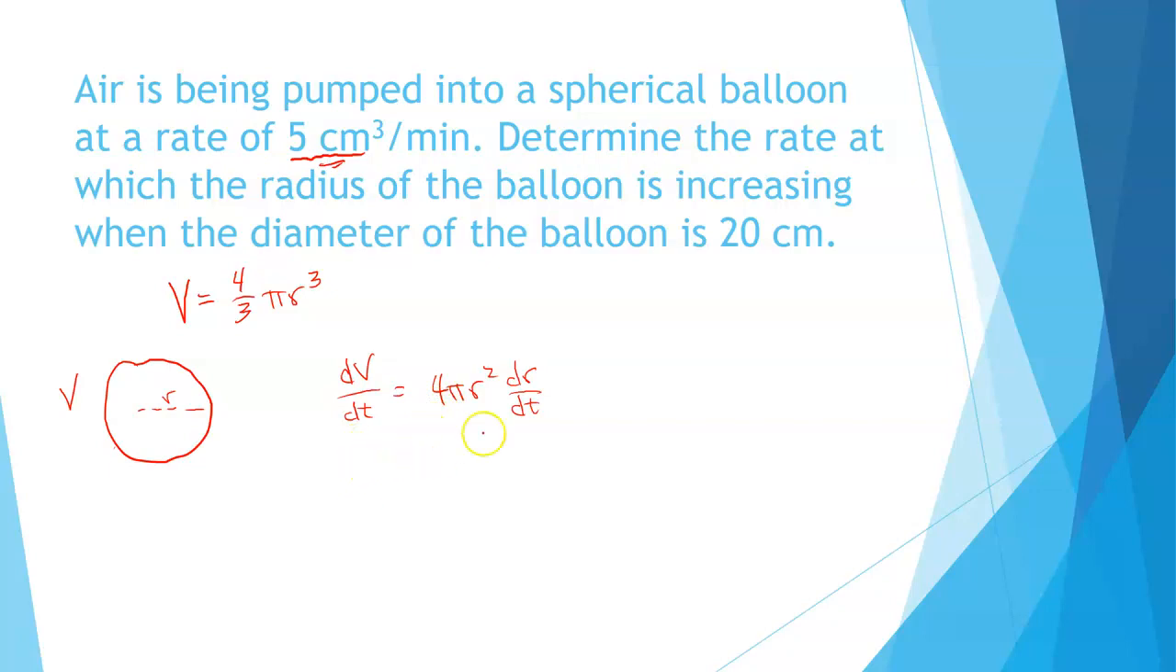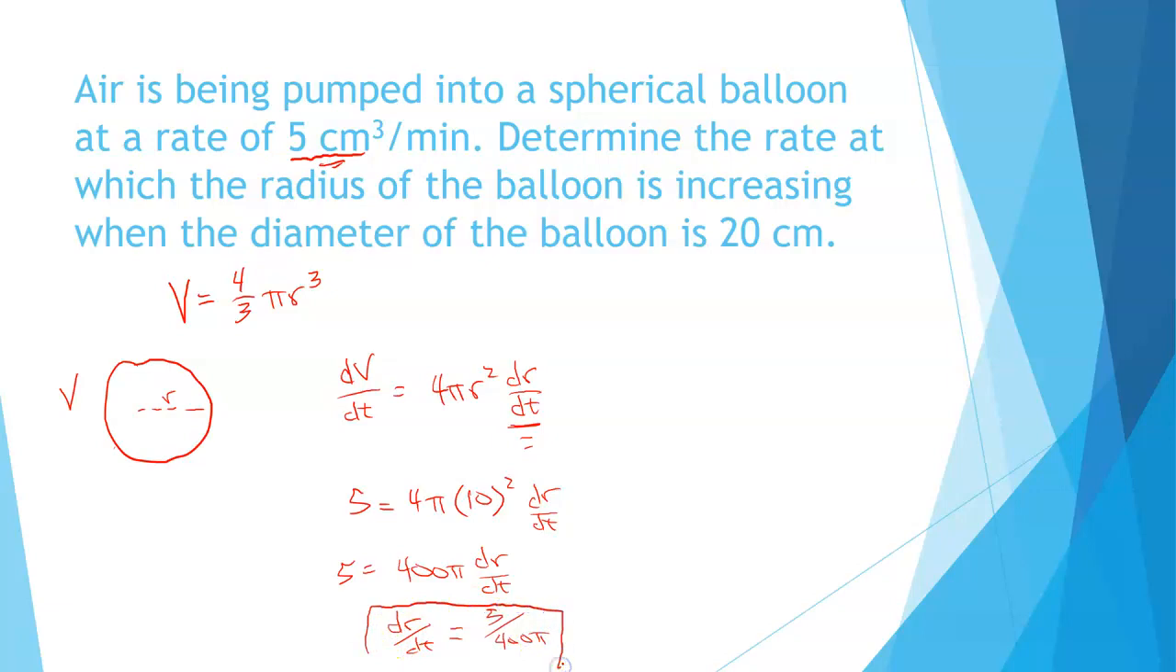Now we just plug in. Notice we're looking for dr/dt because that is the rate at which the radius is changing. So for dV/dt, I'd put in 5, then I'd get 4 times pi times the radius. In this case, if the diameter is 20, then the radius is 10. So I would get 4 times 10 squared. So then I would have 5 is equal to 10 squared is 100 times 4 is 400. So I would have 400 pi dr/dt. And then I would just divide by 400 pi, and I would find that dr/dt is equal to 5 divided by 400 pi.